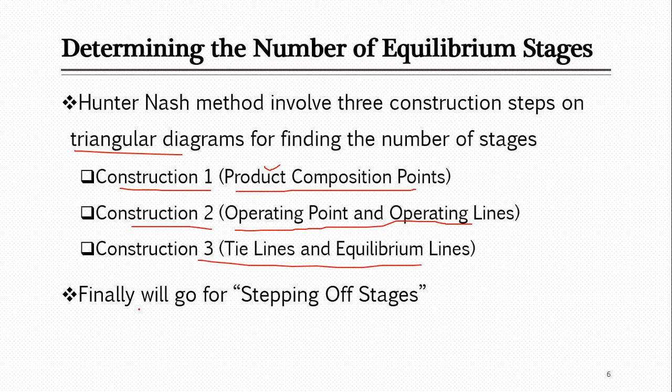And then finally, in the fourth step overall, you go for stepping off stages, and this you can say is construction 4, because we are still constructing some lines on the diagram, and from there you calculate your number of stages. So that's the final stage, where you will calculate the number of stages.